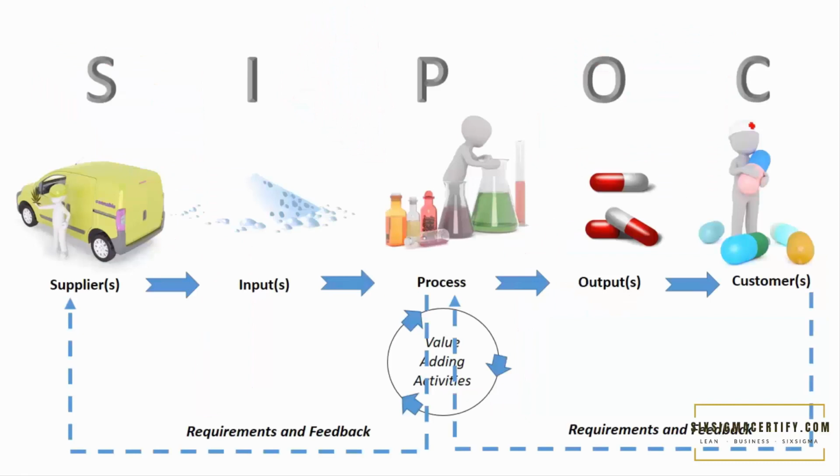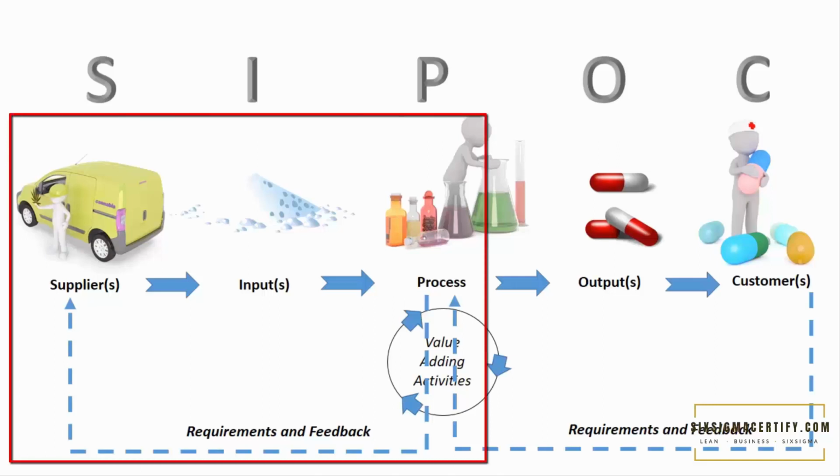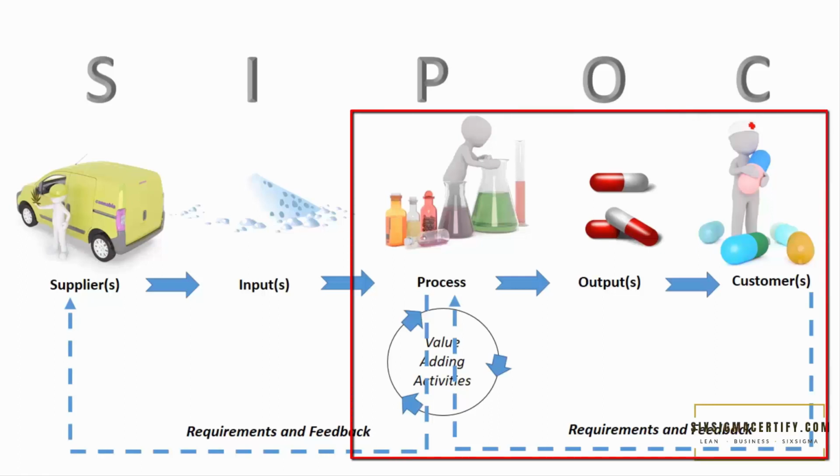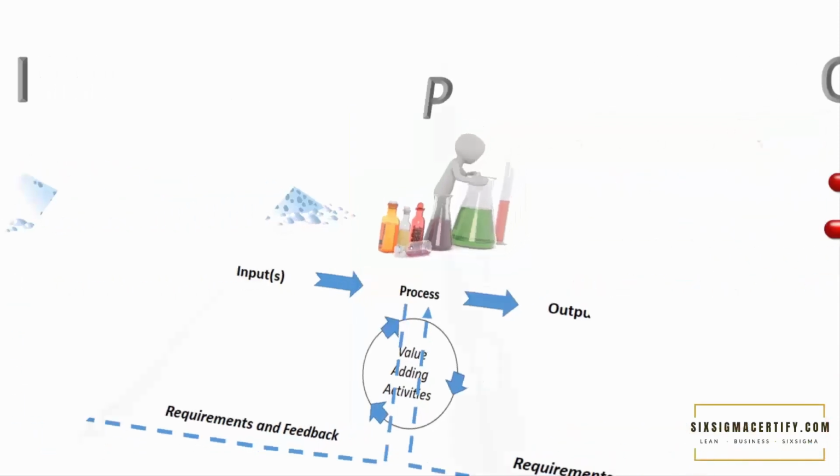This is SIPOC, which stands for suppliers, inputs, process, outputs, and customers. The process steps are actually adding the value, and there are feedbacks. When there is any feedback from the process, it supplies the feedback to the suppliers, which receive the feedback and provide the input according to the feedback. And also there is a feedback loop from the customer side. The customers give the feedback with the help of which we can make improvements in the process itself.